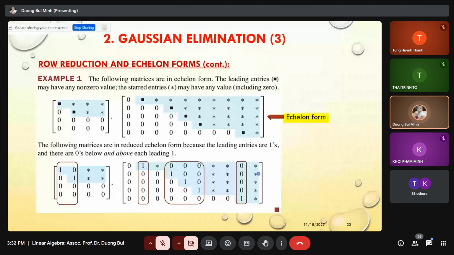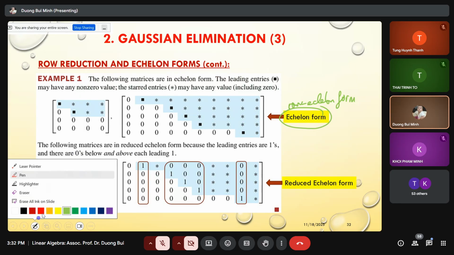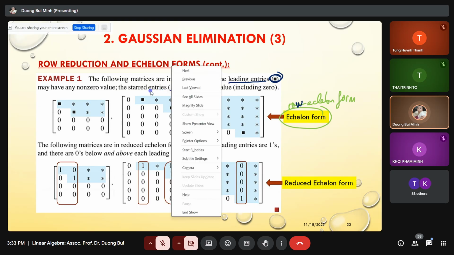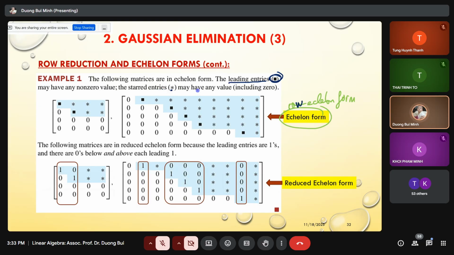Okay, so from here, look at this one for row echelon form. Okay, we have the square. The square means leading entries, and we have the star. The star entries mean they can have any value, maybe 0 or non-zero.